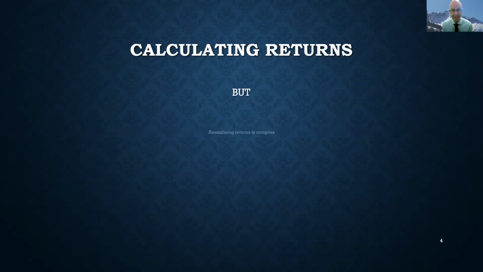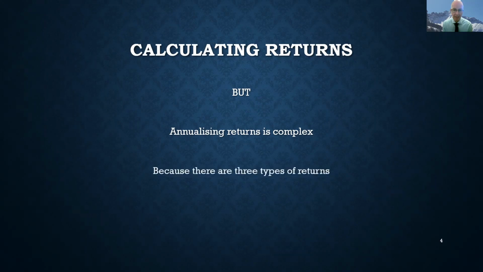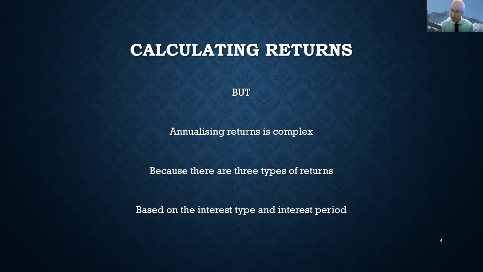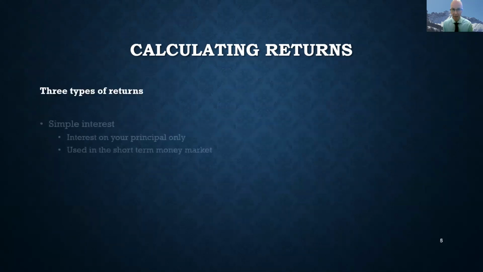But annualizing returns is complex. That's why it's taught at university, not taught at high school. Because there are three different types of returns. Now, I will be very clear in defining the type of return that we're looking for throughout the unit. So it'll be clear, but you just need to know which formula you need to apply. And which formula is based on the interest type and the interest period. Okay, so what are the three types of returns?